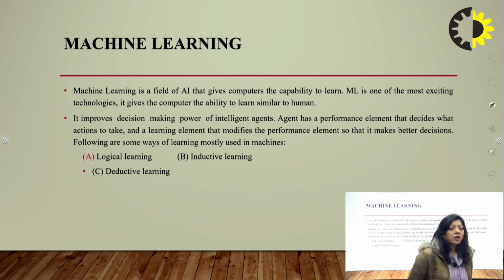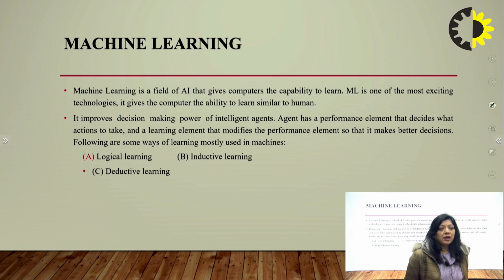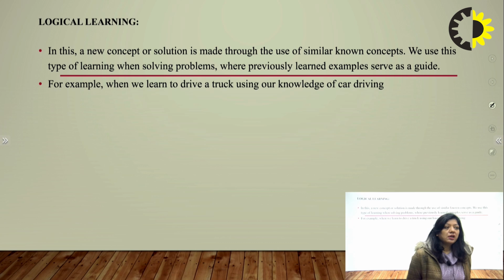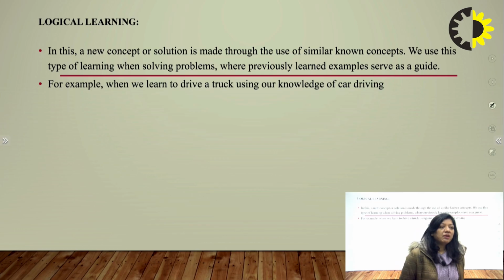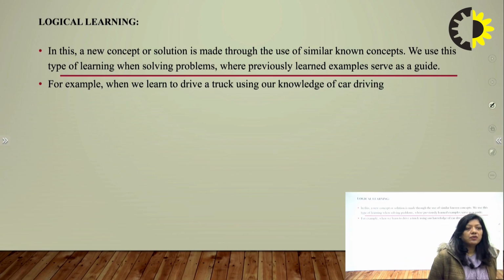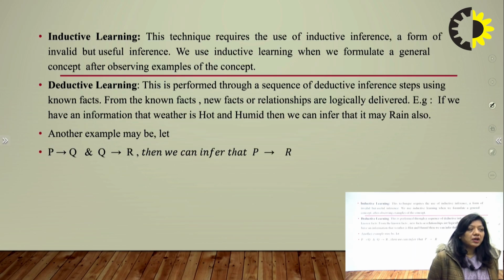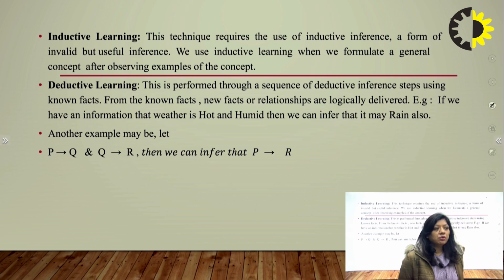Following are some ways of learning mostly used in machine learning. The first is logical learning, then inductive learning, and deductive learning. What is logical learning? Logical learning is where a new concept or solution is made through the use of a similar known concept. We use this type of learning when solving problems where previously learned examples serve as a guide. For example, when we learn to drive a truck using our knowledge of car driving, that is a part of logical learning.